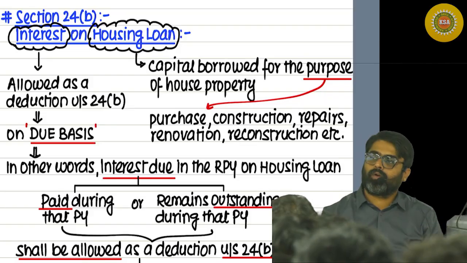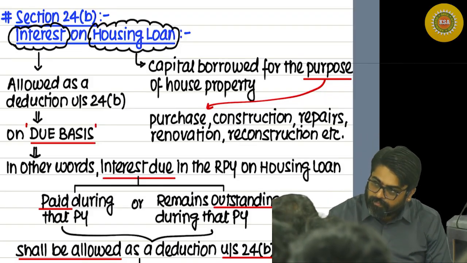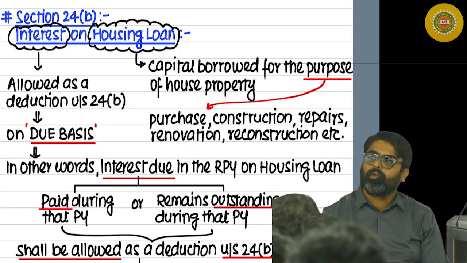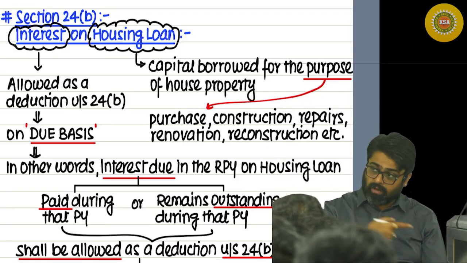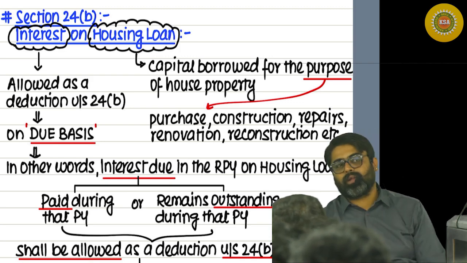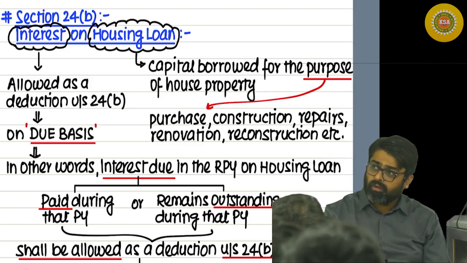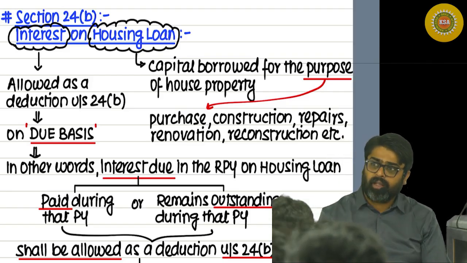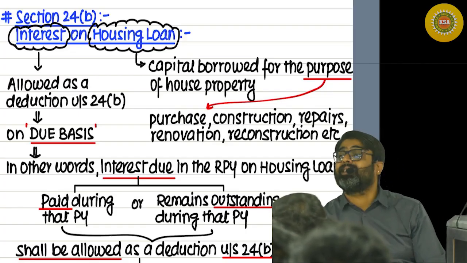You have taken a loan for your daughter's marriage. Is it a housing loan or it is a personal loan? So interest on your loan which you have taken for your daughter's marriage will be allowed here or will not be allowed? What if you have taken an education loan for your son? Is it a housing loan? Is the money used for house property or money is used for education of your child? Education of child. That is an educational loan.